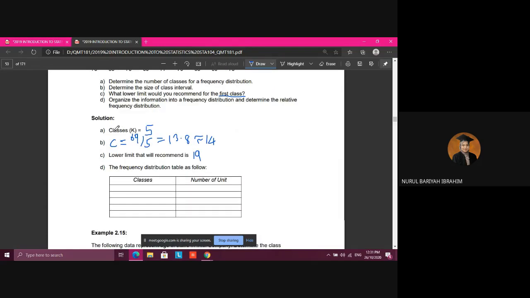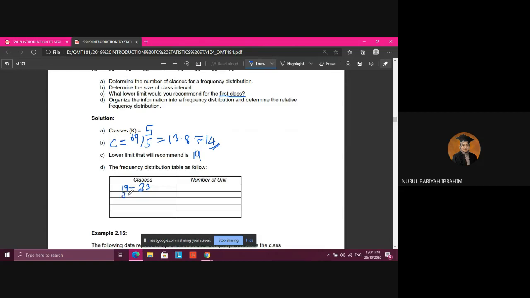Alright, so we need to create this frequency distribution. Okay, so we start with the lower limit for the first class, which is 19. Until what? Okay, the class interval earlier should be 14. So, 19 plus 14, it will be 33. The next class, the second class, should start with 34.